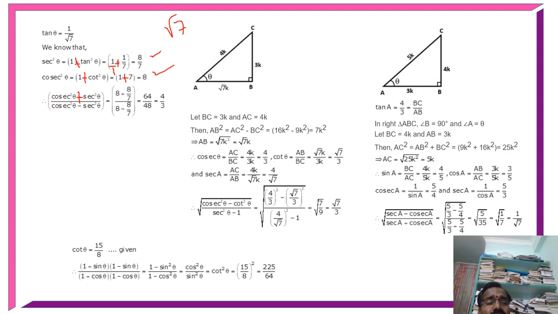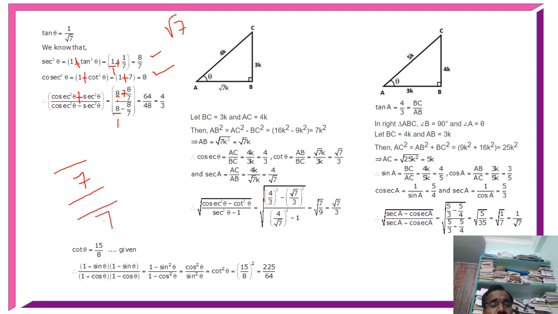cosecant square theta plus secant square theta by cosecant square theta minus secant square theta is equal to (8 plus 7) by (8 minus 7)... that is, 8 plus 8 by 7 over 8 minus 8 by 7. If we take the LCM here, 7 is the LCM for the numerator, and for the denominator also 7 is the LCM.